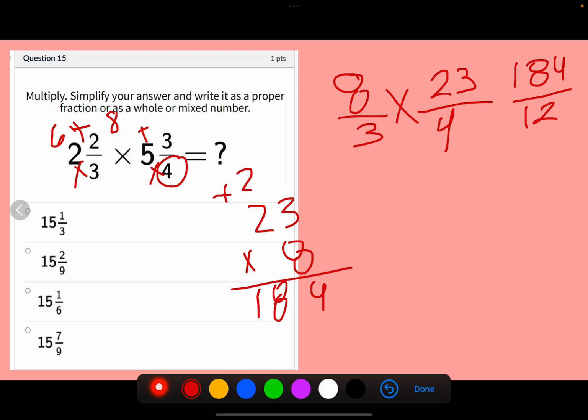Well, do you see that fraction as an answer? No. So we have to change it back to a mixed number, which means we have to divide 184 by 12. Here we go.